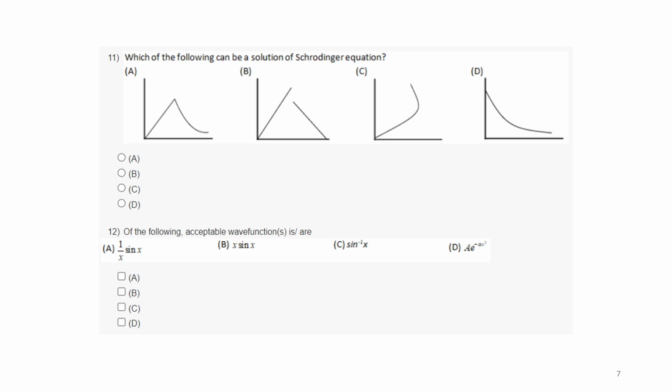At x equal to infinity. B or D? D is acceptable. I heard B. D is about a Gaussian. And what about C? For C, we would have multiple values for the same x.